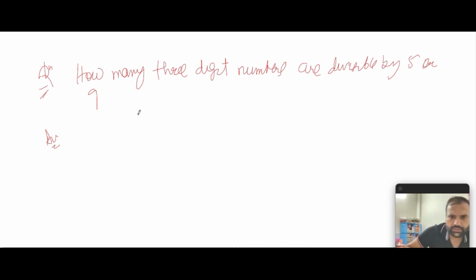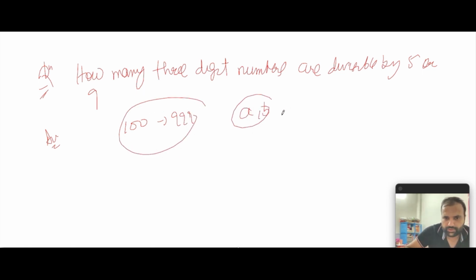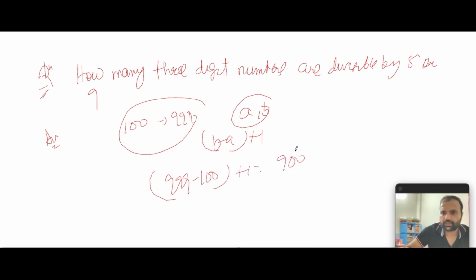So let's start. 3-digit numbers. A 3-digit number begins with 100 and goes up to 999. If we need to count the numbers between A and B, what is the process? We all know it is B minus A plus 1. So 999 minus 100 plus 1 gives us 900.